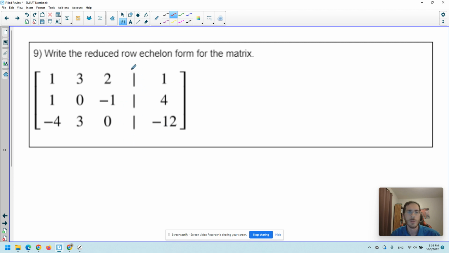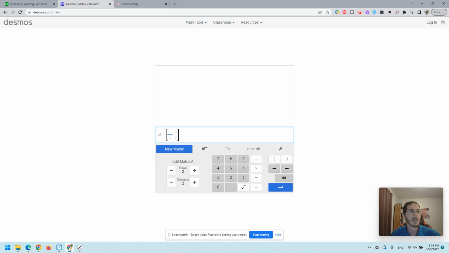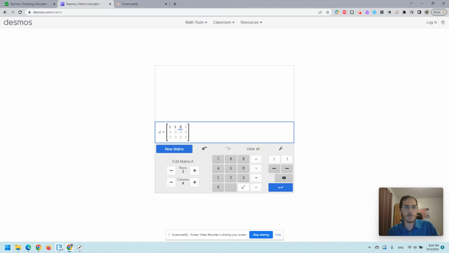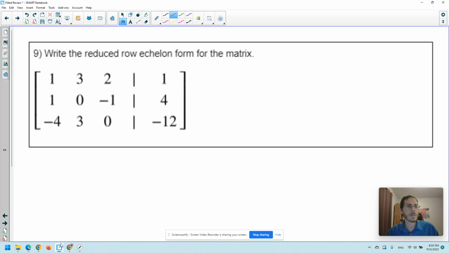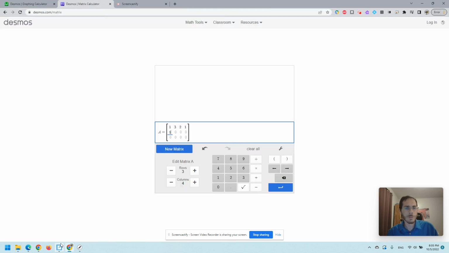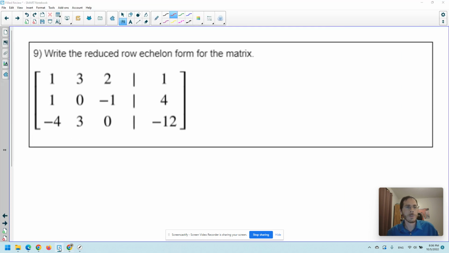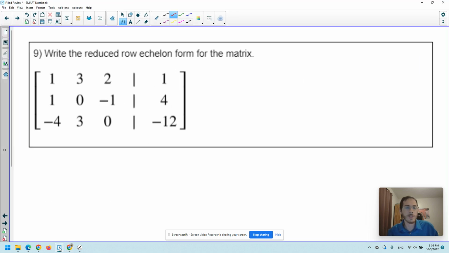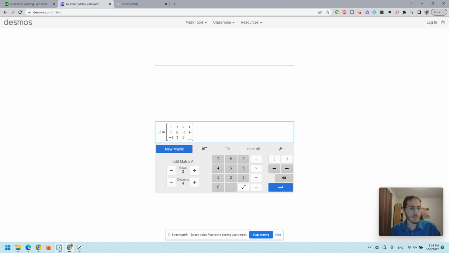Remember, this is just for our visual sake. We can see that these are kind of the results of our 3D system. So let's put that in. We got to have 3 rows and 4 columns. Now the hard part, remembering all the numbers. 1, 3, 2, 1. 1, 0, -1, 4. -4, 3, 0. Thought that was a -12. It is. All right. That's matrix A.